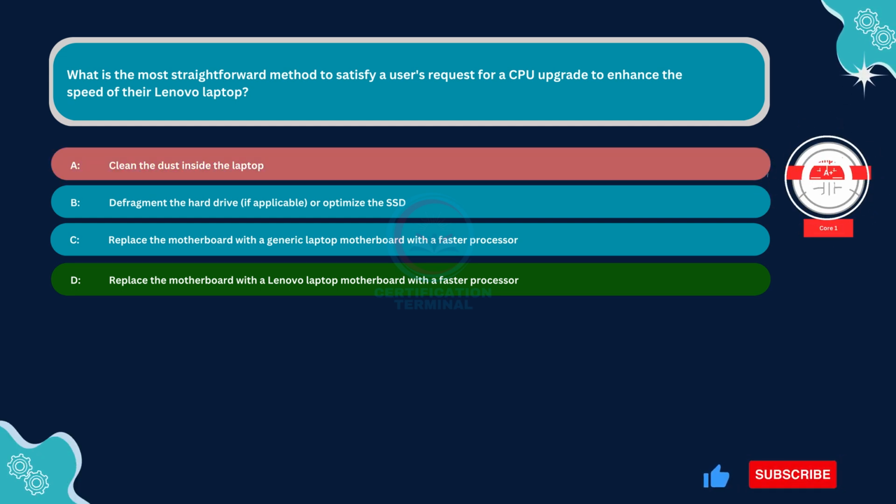Option A is incorrect. While cleaning dust inside the laptop can improve airflow and prevent overheating, it does not directly address the user's request for a CPU upgrade. It may enhance overall system performance, but not specifically the CPU speed. Option B is incorrect. Defragmenting the hard drive or optimizing the SSD can improve storage performance and overall system responsiveness, but it does not directly address the user's request for a CPU upgrade. These actions focus on storage management, not CPU speed.